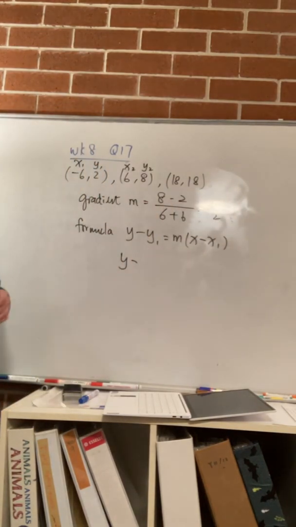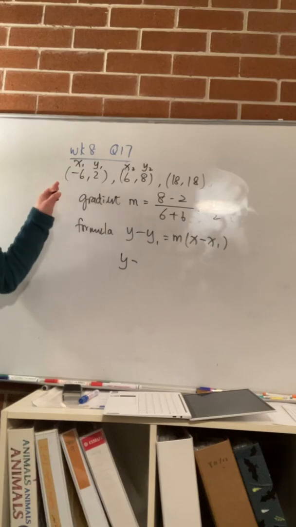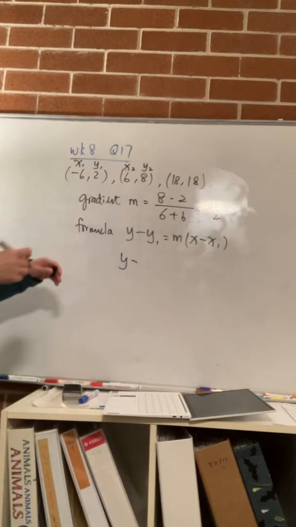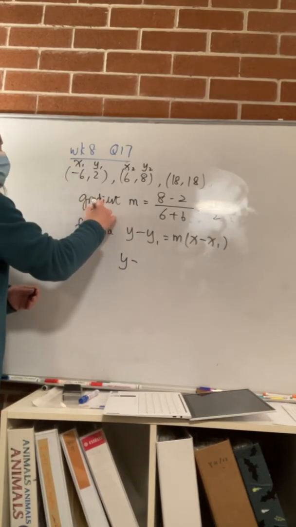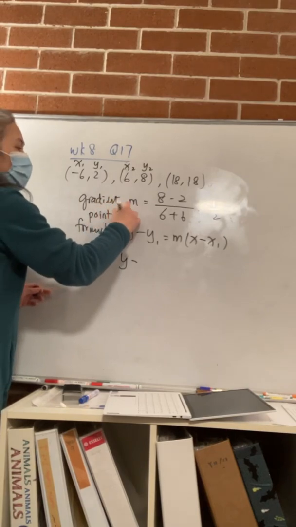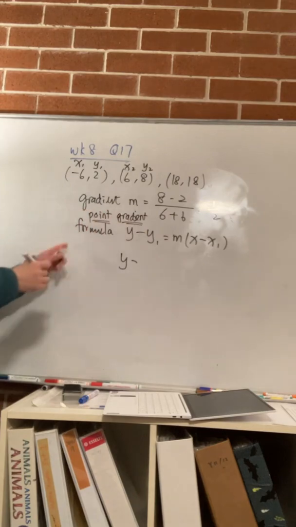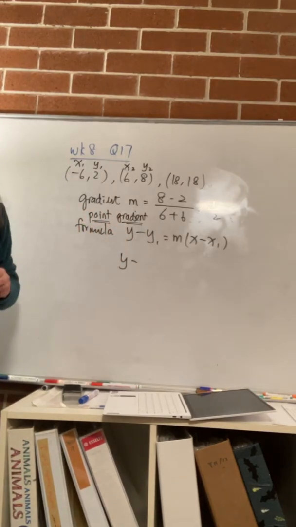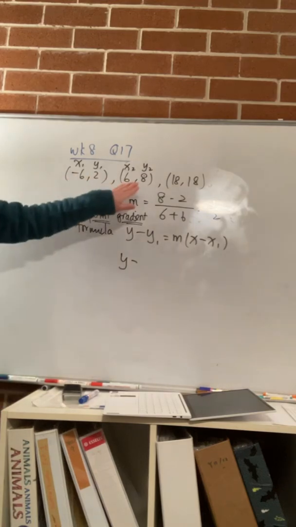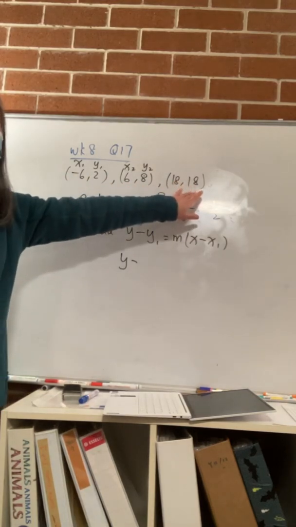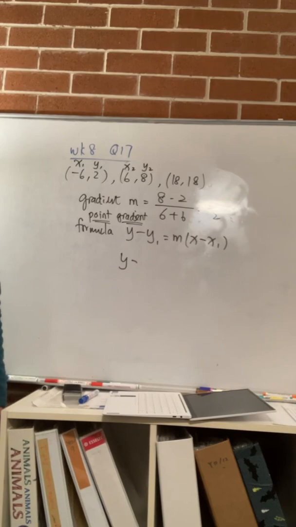Now you have the gradient, you have the point. This formula is called point gradient, isn't it? So of course you need a point and you need a gradient. Which point should you be using, Nathan? The first one. Can I use the second one? Yes. Can I use the third one? Yes, definitely. It doesn't matter which one you are using. It's totally fine. I did this at home and I got it incorrect.